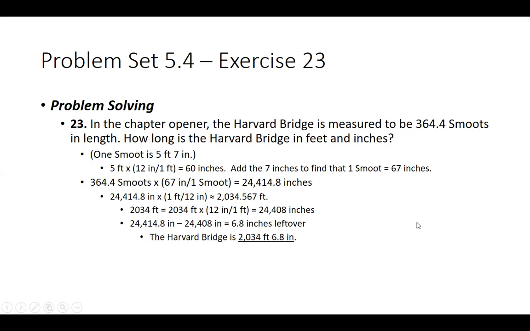Okay, moving into problem solving. Number 23 says that in the chapter opener, the Harvard Bridge is measured to be 364.4 smoots in length. How long is the Harvard Bridge in feet and inches? Now, I could just say that 1 smoot is 5 foot 7 inches, but let's get some context to that and review the chapter opener real quick.